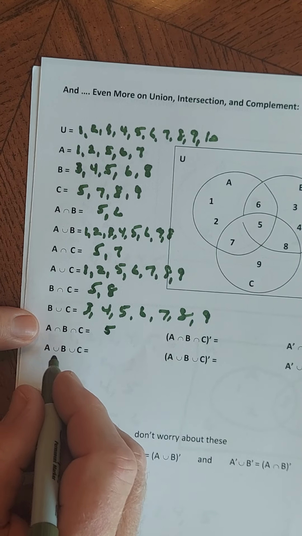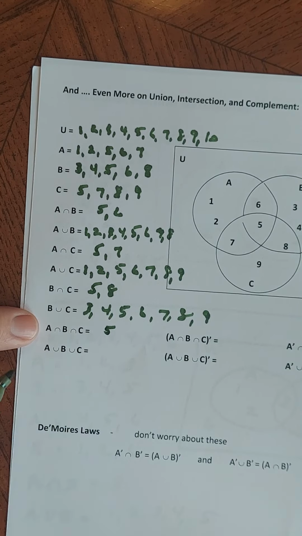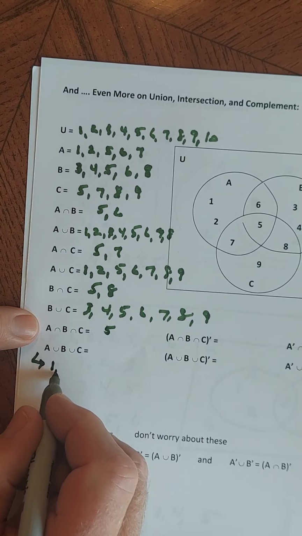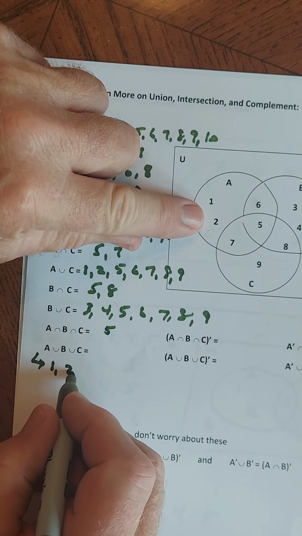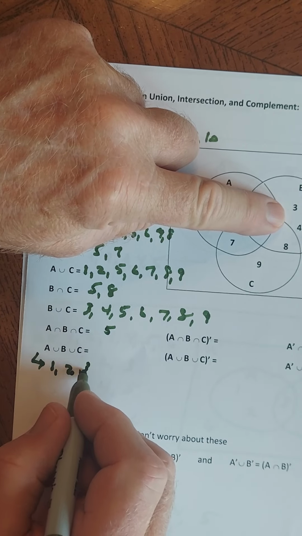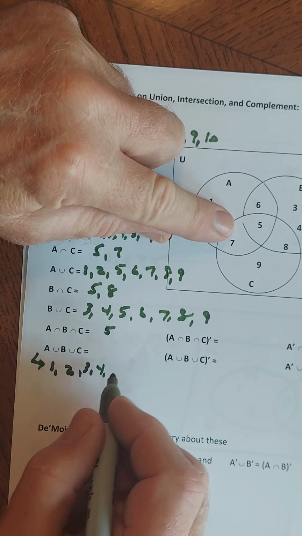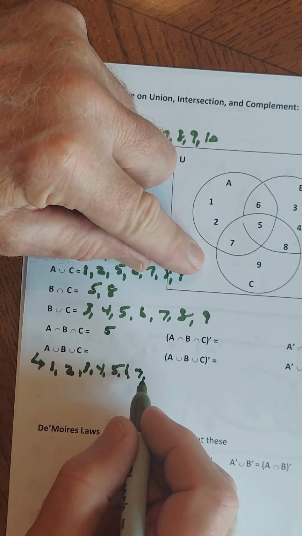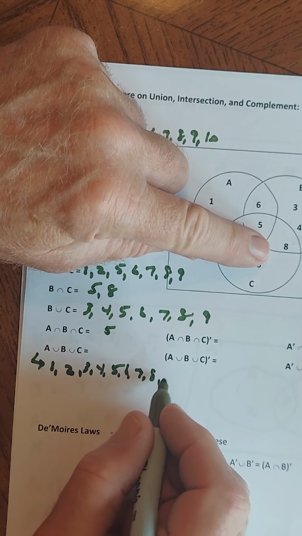And then A union B union C, that means it could be in A, it could be in B, it could be in C. As long as it's in at least one of them, it counts. We'll put these down here. So that's going to be 1, 2. I pick up 3 and 4 over here. 5 and 6 in the middle. 7, 8, and 9.